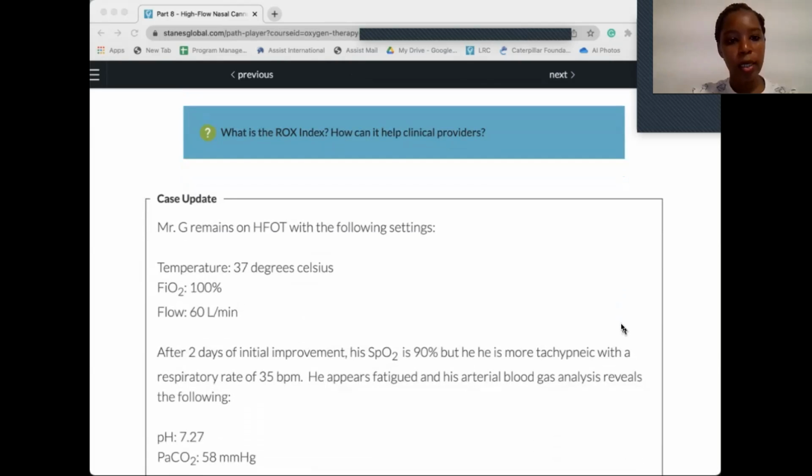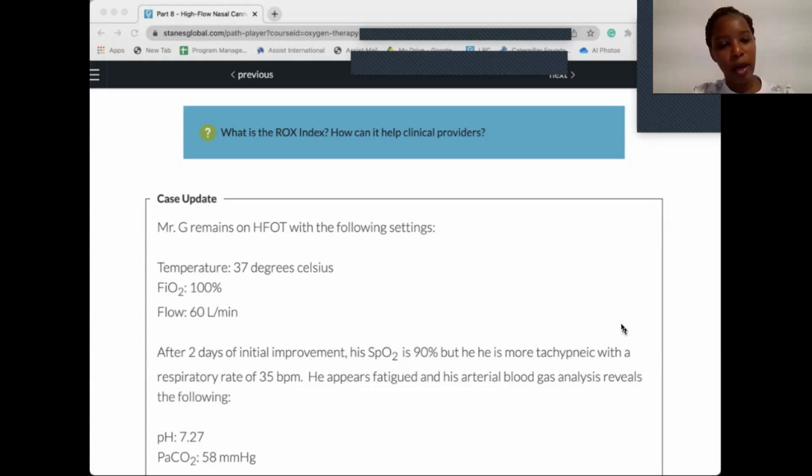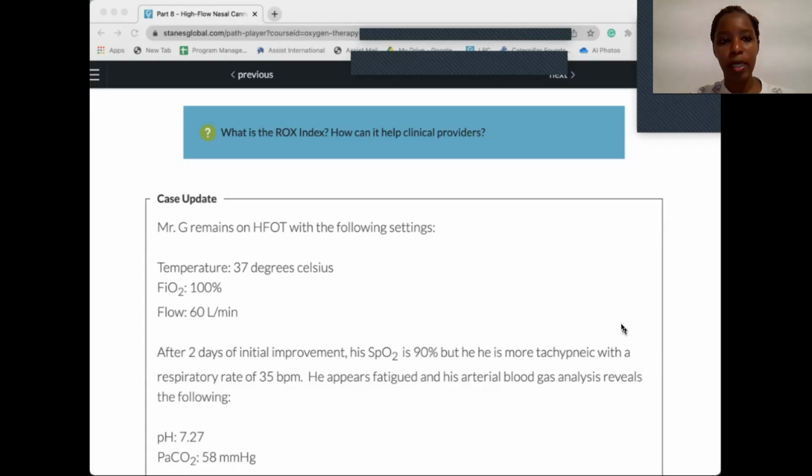So what is the ROX index and how can it help clinical providers? So the ROX index is defined, if you remember, we did the SpO2 to FiO2 ratio during the ARDS, and we said if you do not have the blood gas analysis, you can use your SpO2. So the ratio of the SpO2 to the FiO2 that you're using, to the respiratory rate, gives you the ROX index, and it's a predictive value of whether you need to escalate the care of the patient, either to increase the oxygen or to intubate this patient.